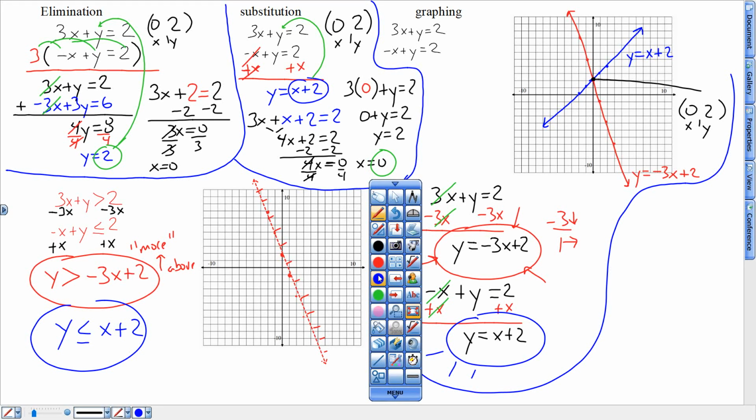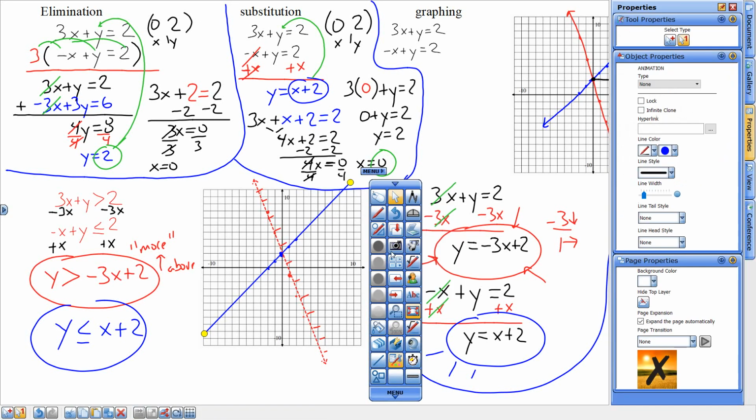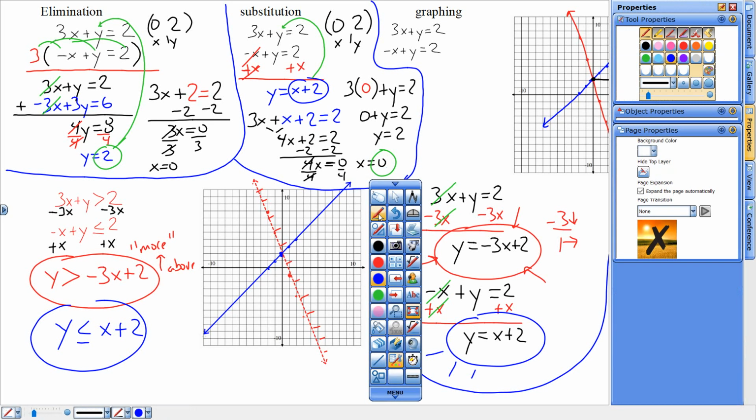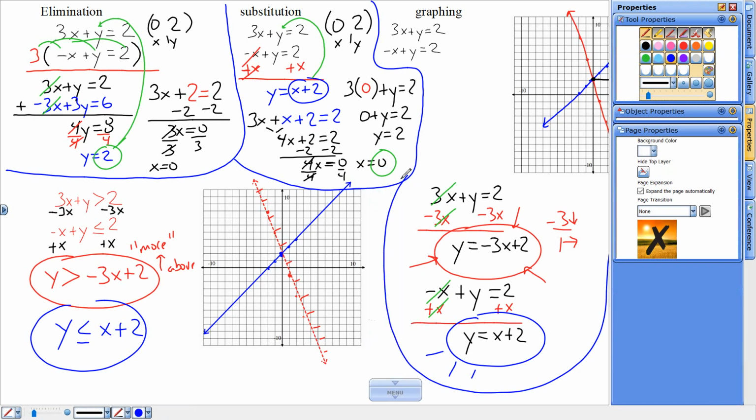Second equation, start at 2. Over 1, up 1. Left 1, down 1. That will be a solid line. Draw your lines nice and long for these. Solid line, because the inequality has that equal line under it. This is less than, so that to me is below the line. Shade under this blue one.